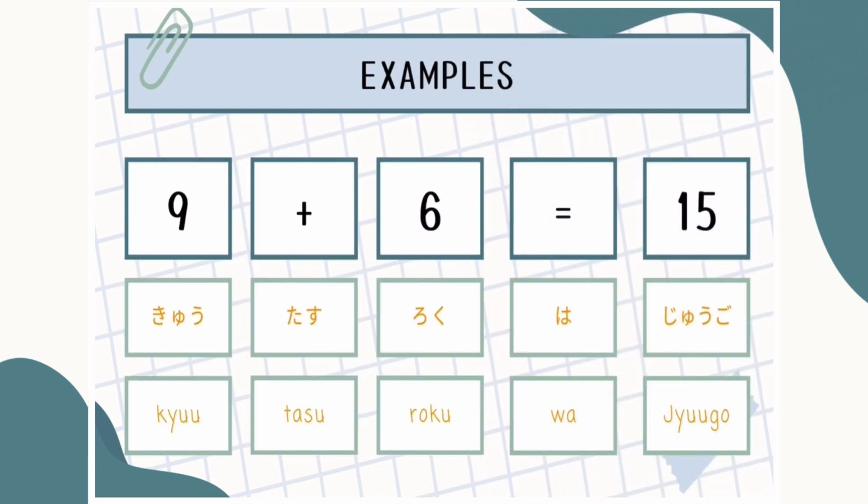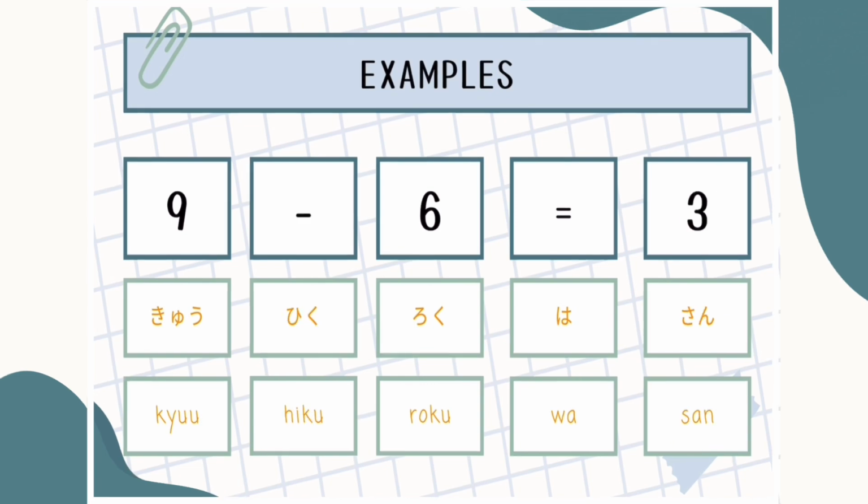So 9 plus 6 equals 15. If we wanted to say this in Japanese, we would say 9 tasu 6 wa 15. 9, 9 tasu plus, 6 wa equals 15. Let's look at an example with minus. 9 minus 6 equals 3. 9 引く 6 は 3. 9 引く minus, 6 wa equals 3.